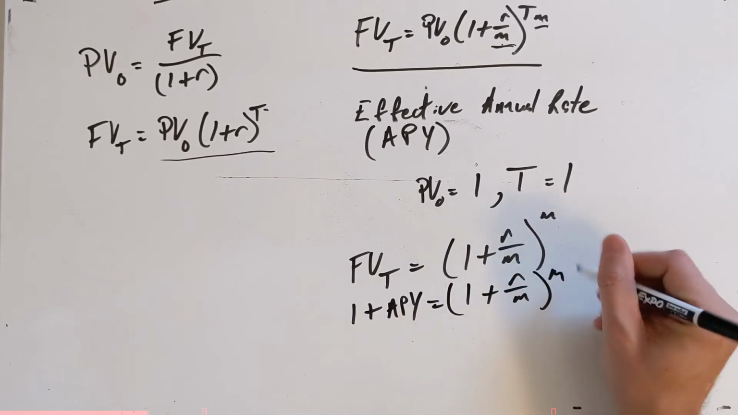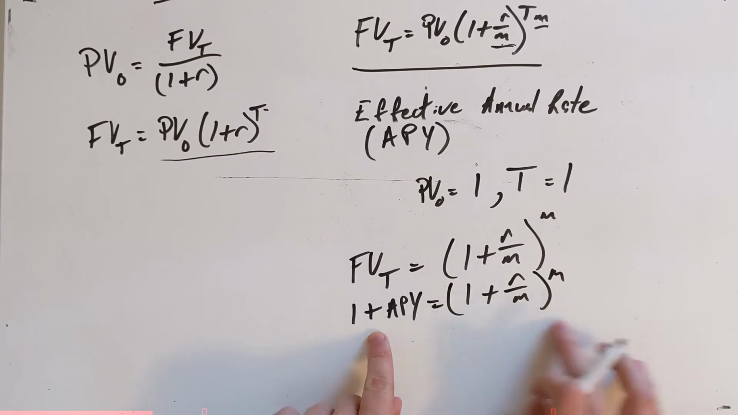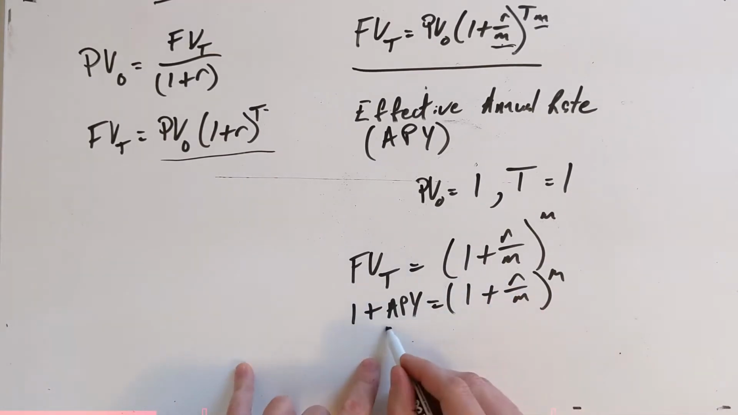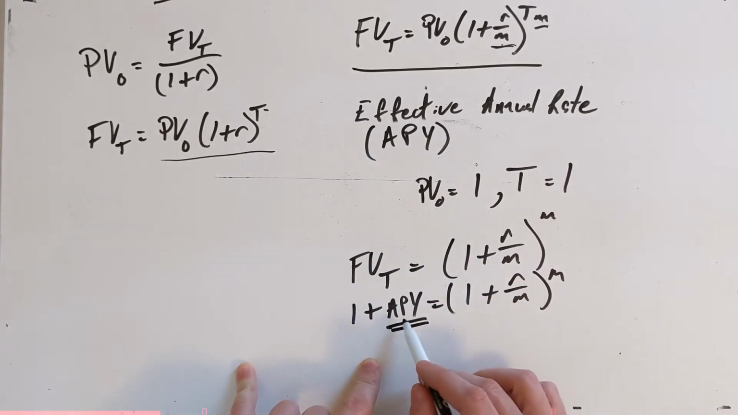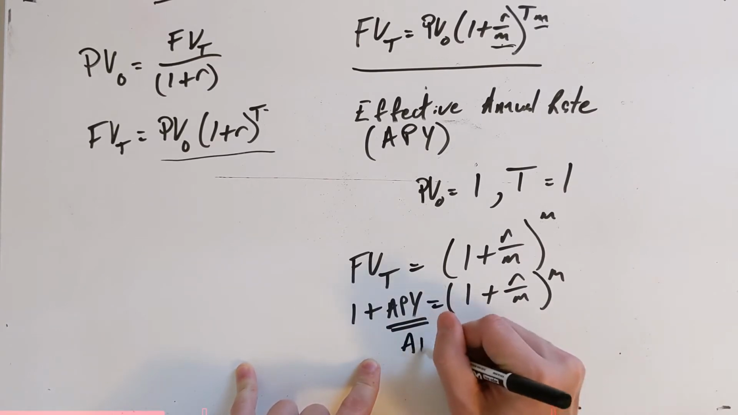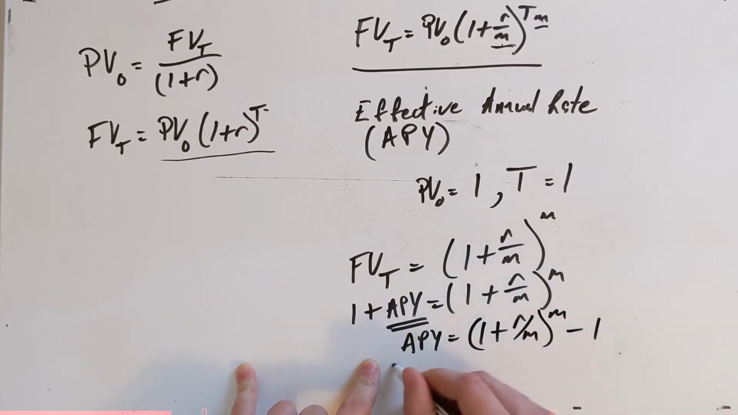All right, so if we call this effective annual rate the annual percentage yield, this is actually what we're looking at. Now if we're trying to solve for this effective annual rate, or the annual percentage yield, over here, we're going to subtract 1 from both sides. And this is our formula.